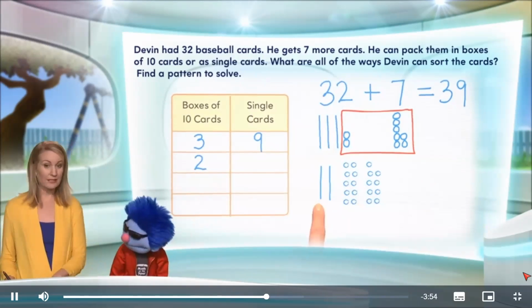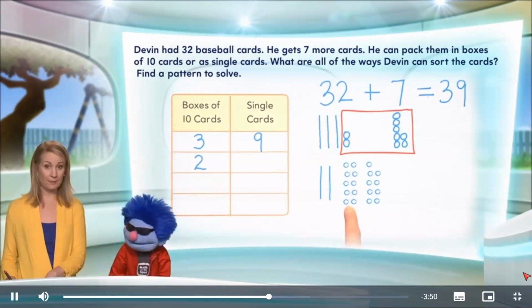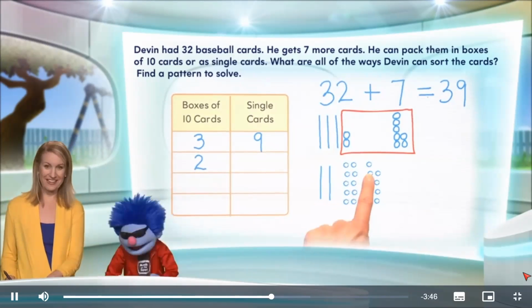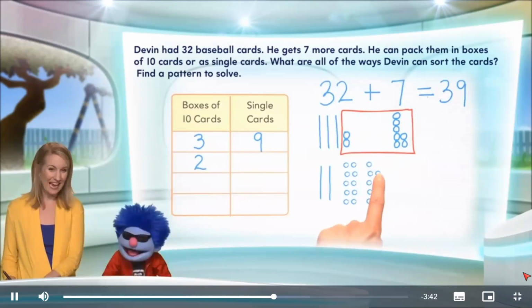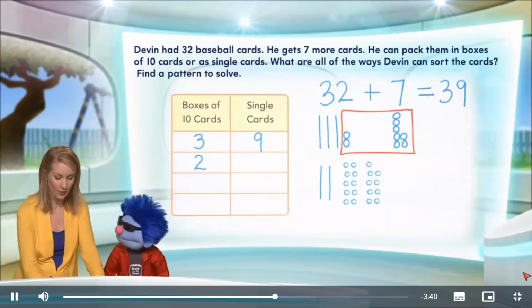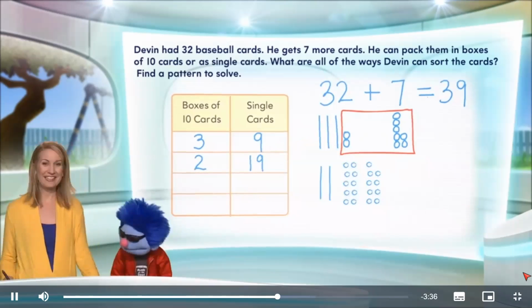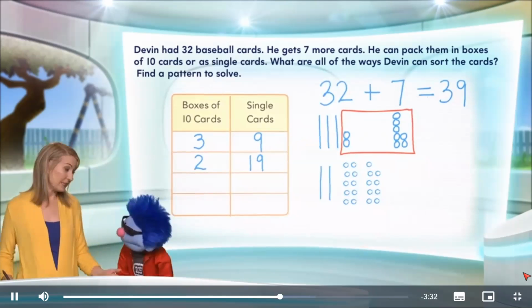So now we have 2 boxes of 10, and how many singles? Well, let's see. This was a stack of 10. 11, 12, 13, 14, 15, 16, 17, 18, 19. So what we have is 19 single cards. I get it. Yes. Well done.